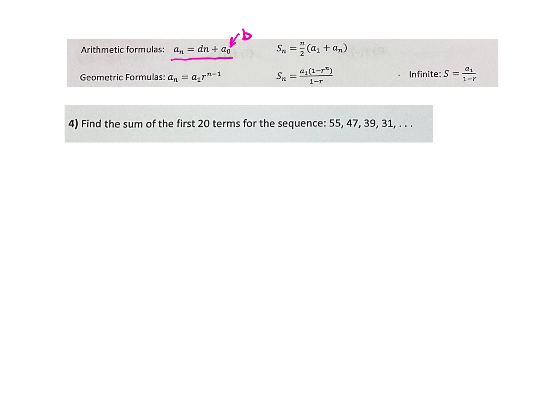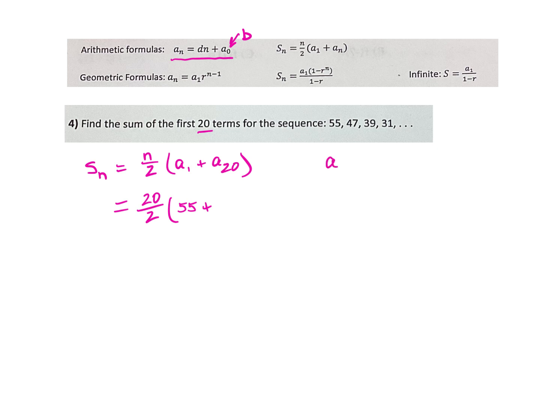So you want to find the sum of the first 20 terms there. So the sum of the first 20 terms is going to be equal to n over 2 times a sub 1 plus a sub 20. And now n, because it's the first 20 terms, is 20. So you have 20 over 2. And then the first term, of course, is 55. But what you don't know is the 20th term, and that's where this formula comes into play.